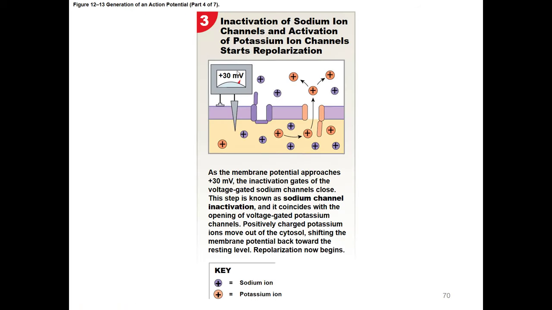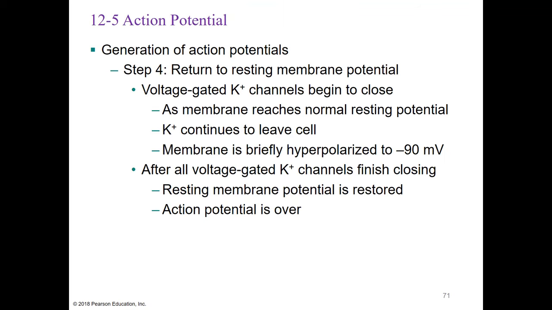Okay, so here we are at positive 30. Once we get to positive 30 of depolarization, sodium channels will close. And you can see, in fact, sodium channel did close. So no more sodium can come in. Once the sodium channel closes, the potassium channel opens. And remember, there's a lot more potassium inside than outside, so potassium is going to naturally flow out. When potassium flows out, it takes with it all that positivity, which is going to shift the membrane potential back toward rest or negative. We call that repolarization. So repolarization, potassium goes out, which brings us back towards negative 70 or rest. So step four, we return to resting membrane potential.